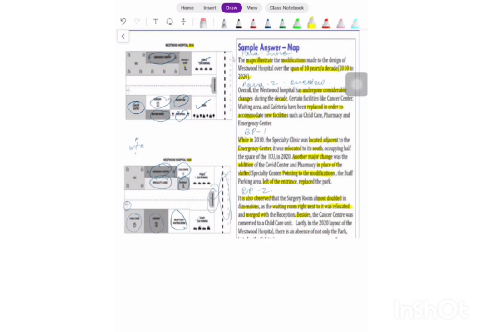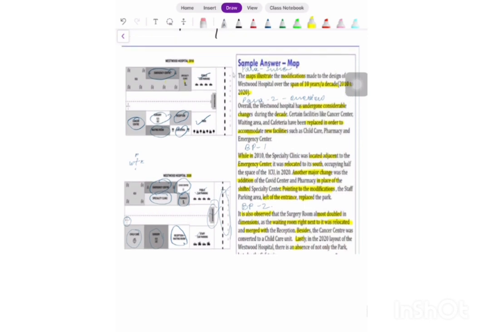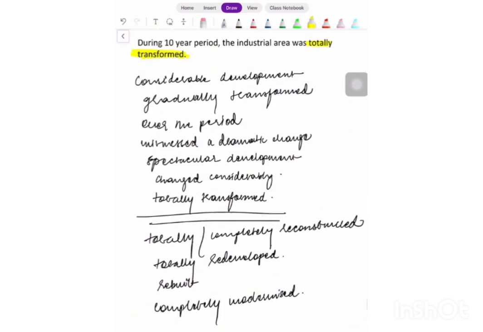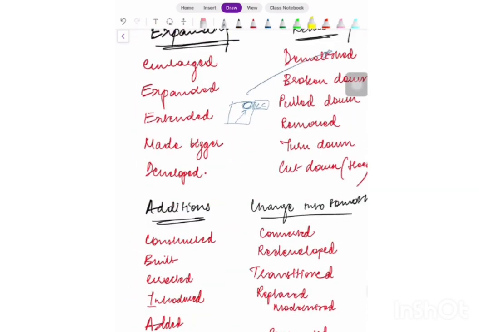Lastly, in the 2020 layout of the Westwood, there is an absence of not only the park but also of what else is removed? The cafeteria is removed. So the highlighted words will help you with how you could write it, right? So constructed, reduce, change, converted to, redeveloped, accommodate. These are all vocabulary that you have studied here.